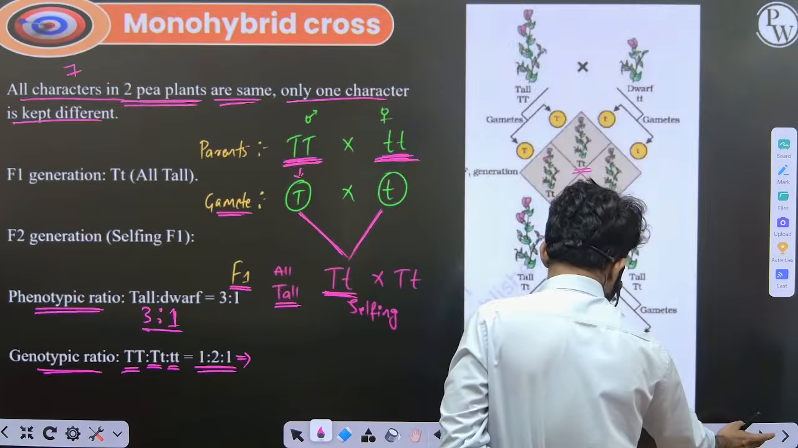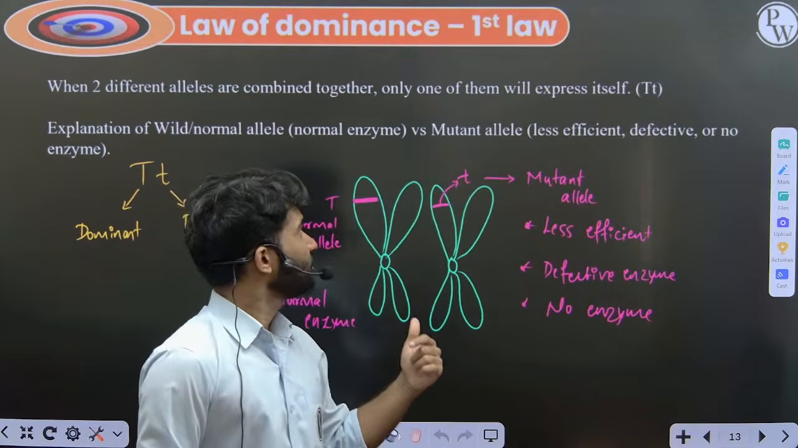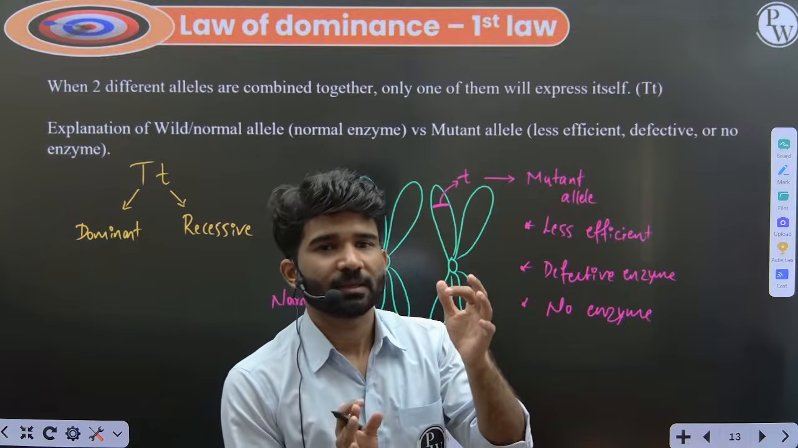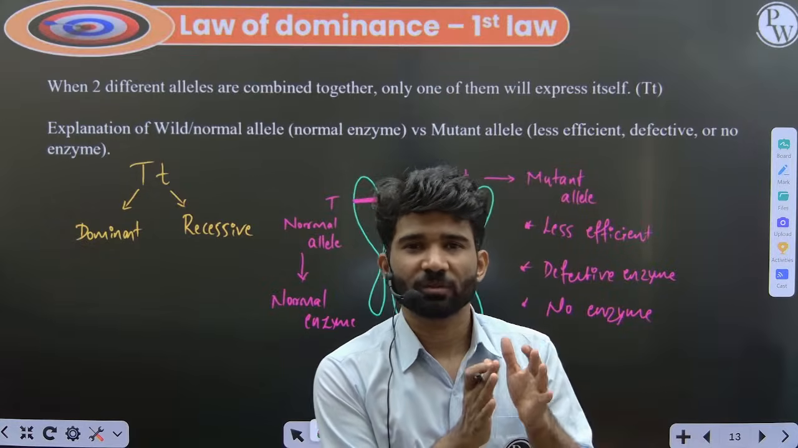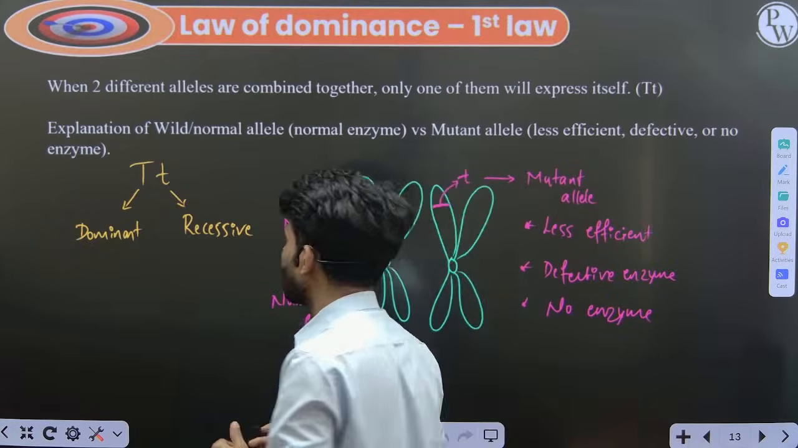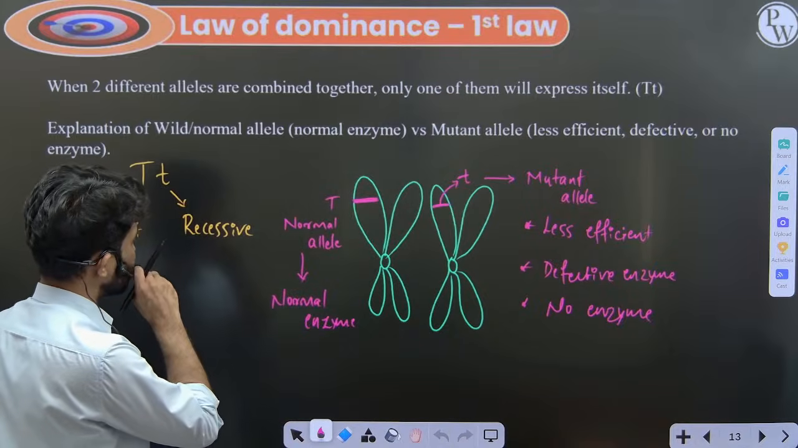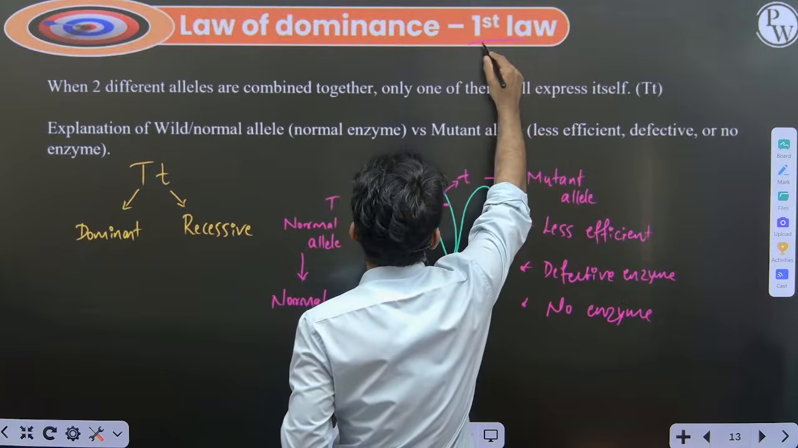Again, Mendel has three different laws, where the first law is the law of dominance, and the second law proposed by Mendel is the law of segregation. The last one is the law of independent assortment. Here you can see the law of dominance, that is the first law.